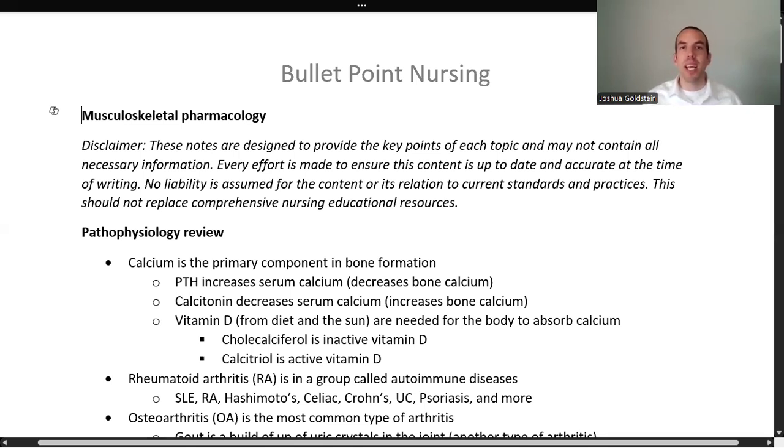My name is Dr. Goldstein, and in this lecture, we're going to go through musculoskeletal pharmacology, also known in some schools as bone and joint health. Let's start with a brief pathophysiology review.